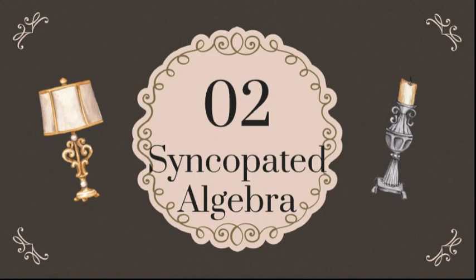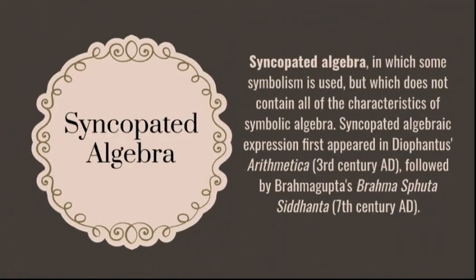Moving on to the next stage, the starting point of some symbols, syncopated algebra. Syncopated algebra is one in which some symbolism is used but which does not contain all of the characteristics of symbolic algebra. Syncopated algebraic expression first appeared in Diophantus' Arithmetica, 3rd century AD, followed by Brahmagupta's Brahmasphutasiddhanta, 7th century AD. Rhetorical algebra was the only algebra for several centuries, as Diophantus of Alexandria pioneered syncopated algebra.